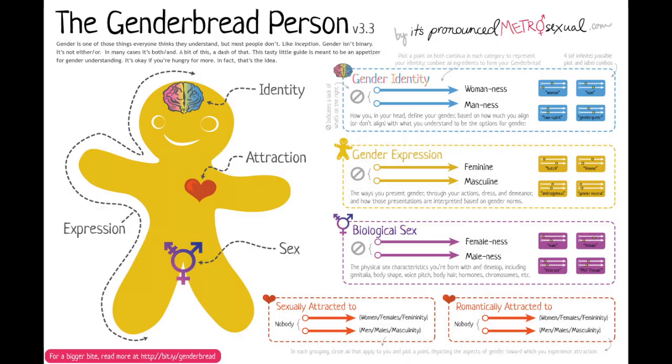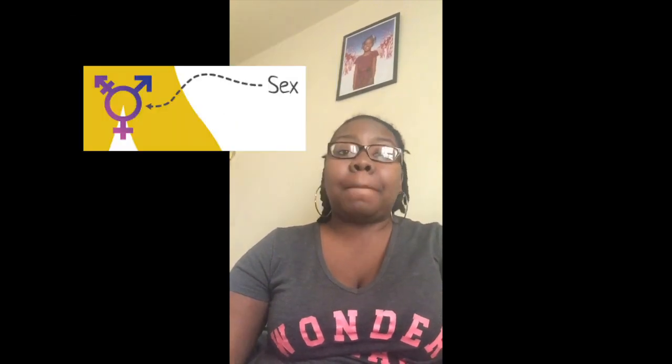Awesome, everybody. Thanks so much. What a great job. Now that we've discussed the different components of the genderbread person, we want you to create your own genderbread person. So turn to page 3 of your workbook. Considering what you now know about the parts that make up a genderbread person, for example, gender identity, gender expression, biological sex, and sexual and romantic attraction, take a few minutes to design your own genderbread person.